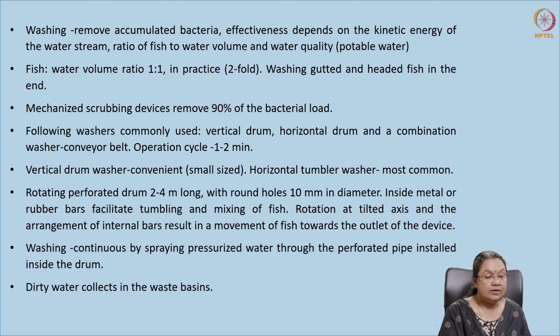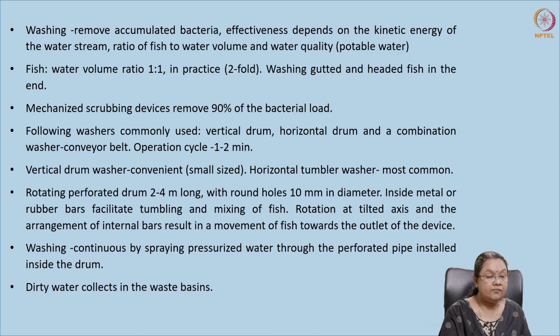So we had seen in the previous slide, there are different washers that are used for washing the fish. We had vertical drum, horizontal drum, and a combination of washer and conveyor belt. And usually the washing is done for 1 to 2 minutes. The vertical drum washer is a small sized washer. It's convenient to handle since the size is small. Whereas the horizontal tumbler washer, though it is most common, occupies larger space because it's horizontally placed.